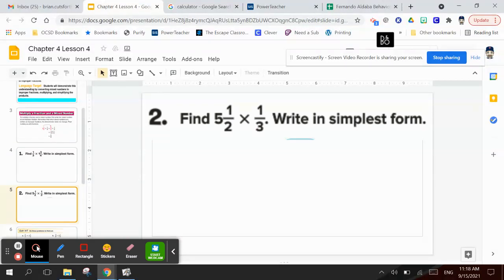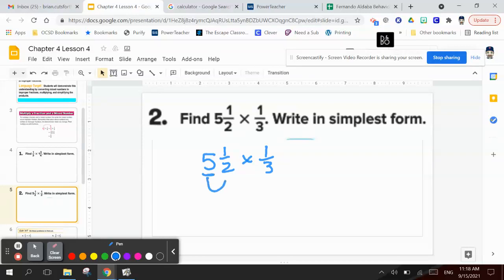We've got example number 2. 5 1/2 times 1/3. To change 5 1/2, I take 5 times 2, the whole number times the denominator, that's 10, and I add that to my numerator. So 1 plus 10 is 11. The 2 stays the same as my denominator, times 1/3. And then I multiply. 11 times 1 is 11. 2 times 3 is 6.